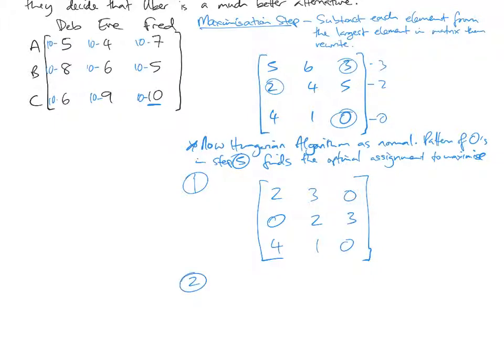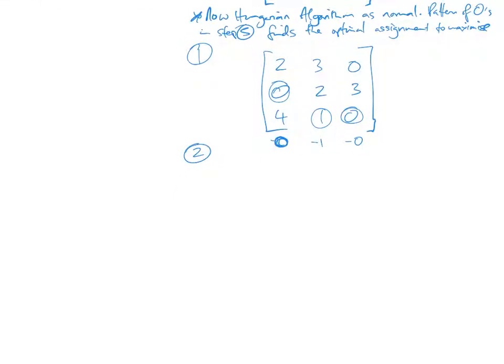Columns: smallest result is 0, minus 0. Smallest result is 1, minus 1. Smallest result is 0, minus 0. The result matrix is therefore, I can write it smaller, 2, 0, 4. Minus 1 from all these, 2, 1, 0, 0, 3, 0.